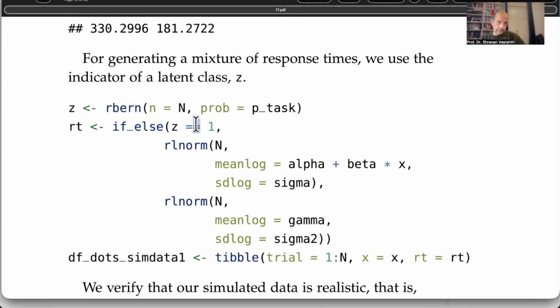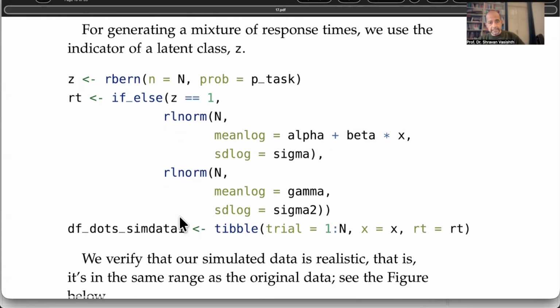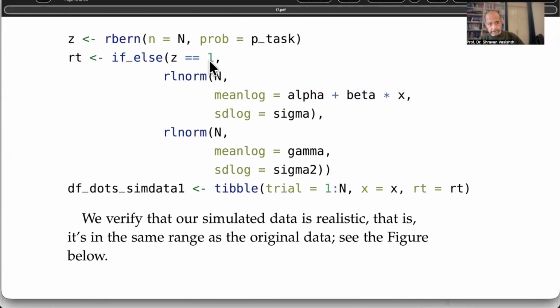So here, if z equals 1, that means task engaged, then you sample from this log normal distribution. And that's the else case, right? If z is 0, it is implicit that z is 0 here, okay? So this syntax you may not have seen before. Then we are sampling from the guessing mode distribution, okay?